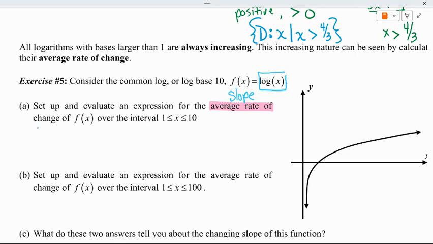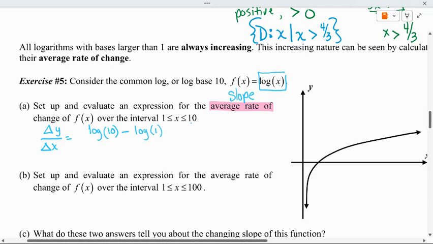So I'm just going to first of all remind myself that slope is my change in y over my change in x. So my y is really log of what? 10 minus log of 1. That's the interval that I'm allowing x to be, over my change in x, which is 10 minus 1.